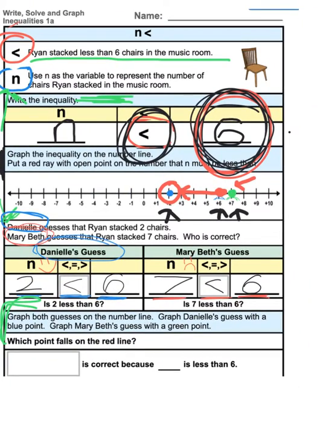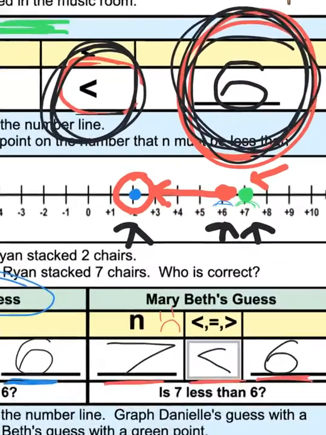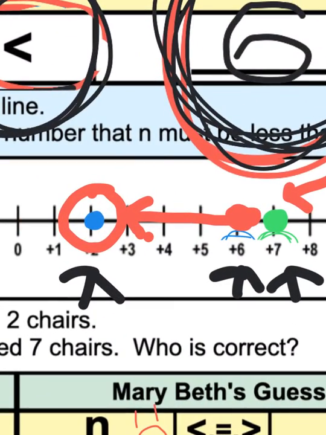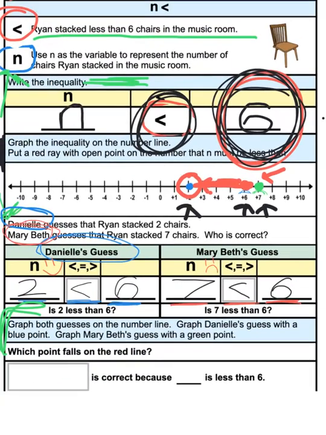So, which point falls on the red line? Right here. This is the red line. And if this arrow basically means if we were to keep going, we would run into this blue dot. And the blue dot is Danielle.